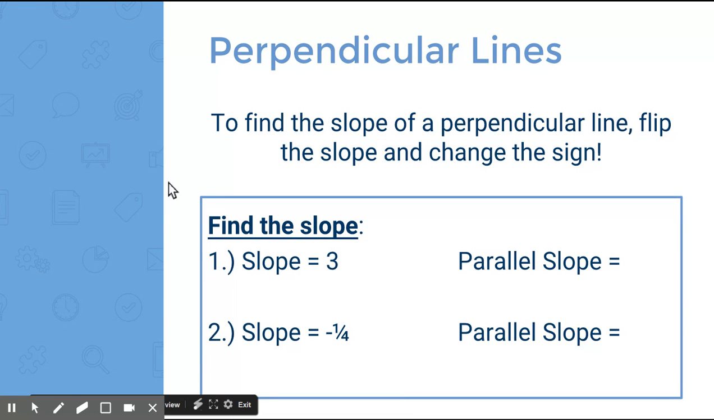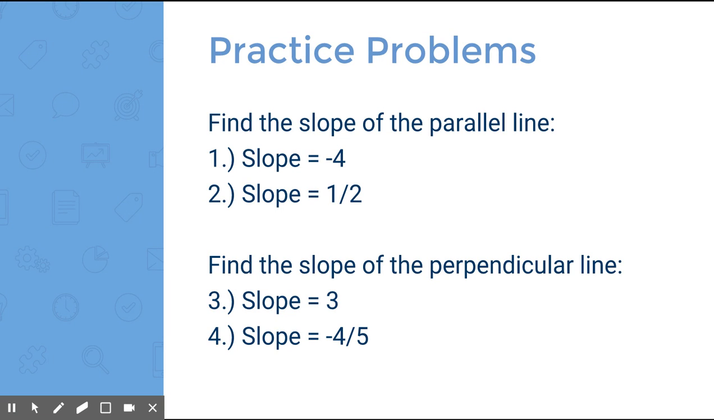When you find the slope of this, you find the inverse of 3, and the inverse of 3 is 1/3, and then you change the sign to a negative 1/3. Now on this one, we've got negative 1/4, so we're going to change it to its inverse and change the sign. So instead of negative 1/4, it's going to just be 4. So we flipped it, and we changed the sign. Now take a moment and practice these problems and see if you can find the slope of the parallel lines and the perpendicular lines.